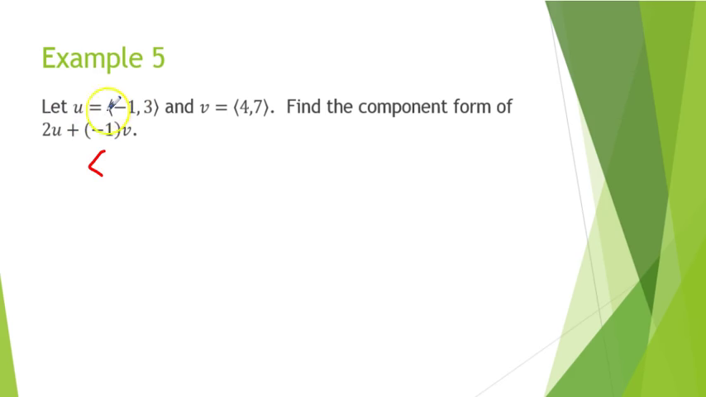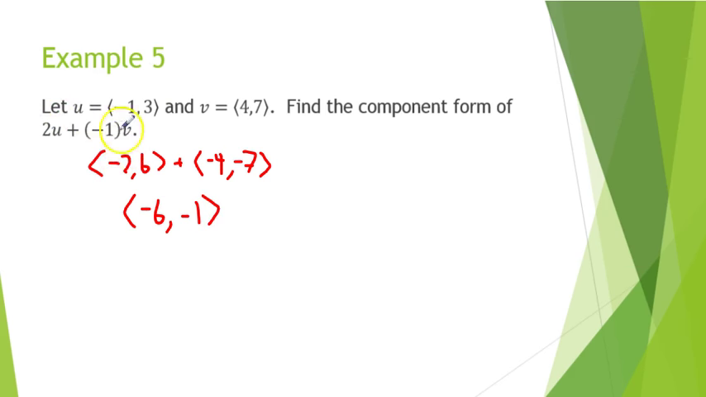For the first vector, if we multiply everything by 2, I will have negative 2 comma 6. And then it's asking us to add that to the second vector, but we're distributing a negative 1 through it. So this will end up being negative 4 comma negative 7. And now that I've done the scalar multiplication parts, now we can go ahead and do the adding operation here. So negative 2 plus negative 4 and 6 plus negative 7.